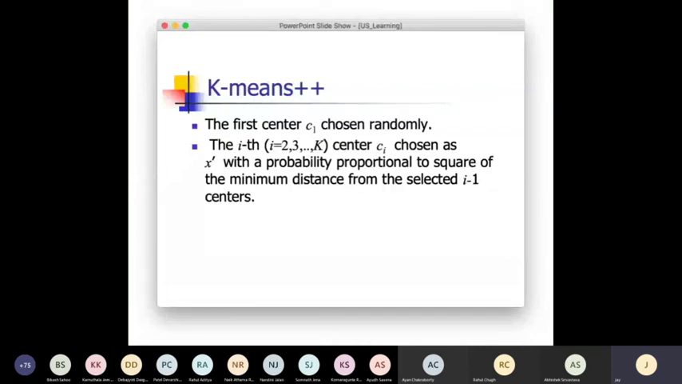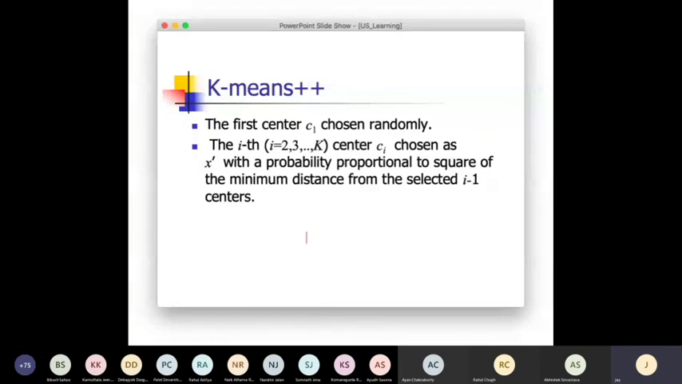But you are doing it probabilistically, which means you are not choosing the farthest, because then the outlier problem may come. So what we are doing is choosing with a probability proportional to the square of the minimum distance from the selected I-1 centers. So let me figuratively explain what it means.